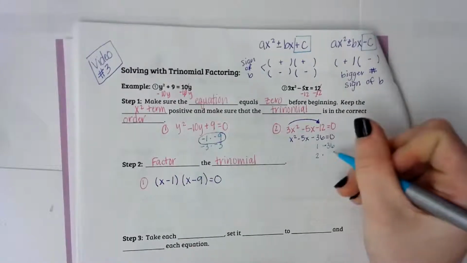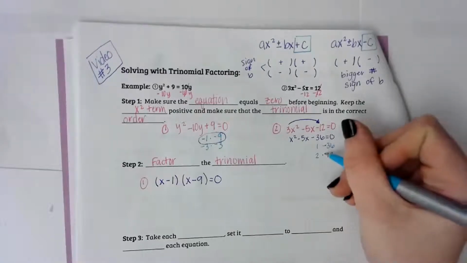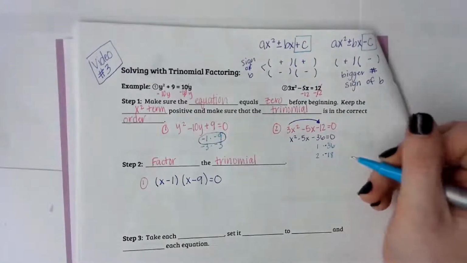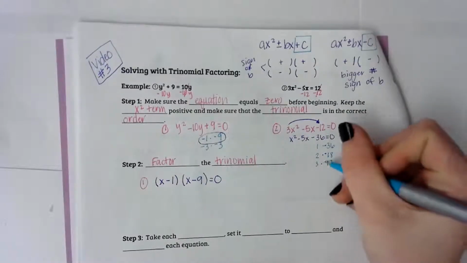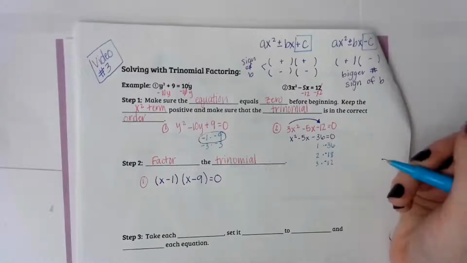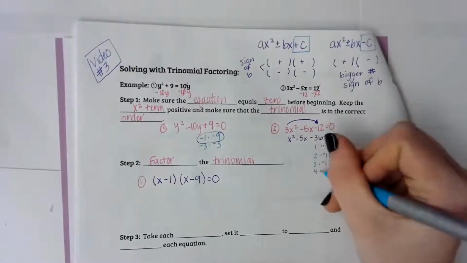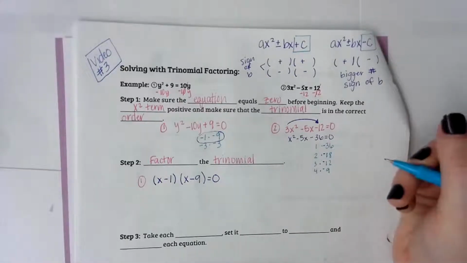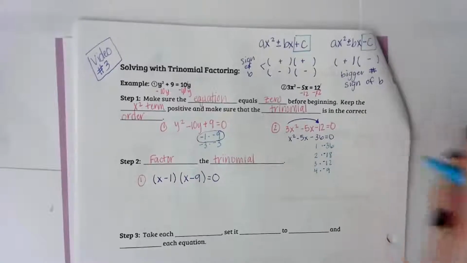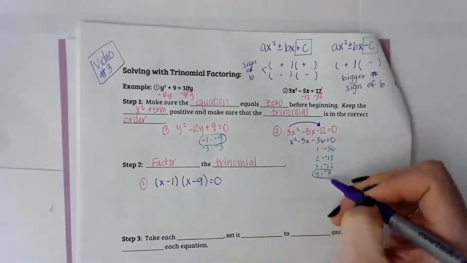So 2 times 18. So 18 is bigger, so the negative should go there. 3 times 12. 12 is bigger, so it should be negative 12. 4 times 9. 9 is bigger, so it should go there. And there's the one that adds up to the negative 5.